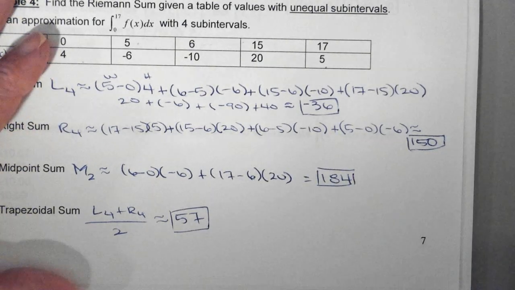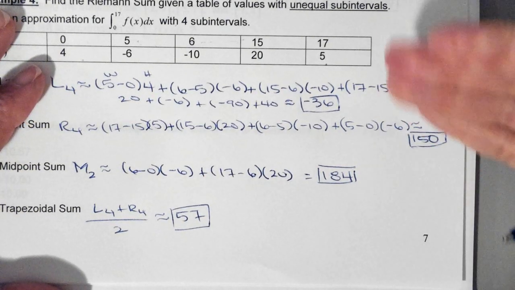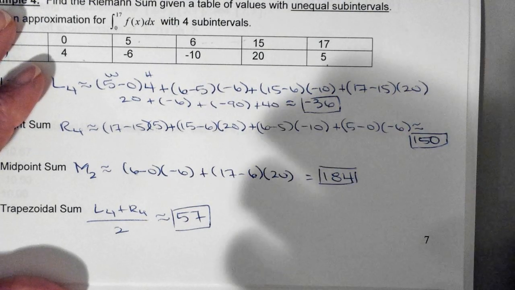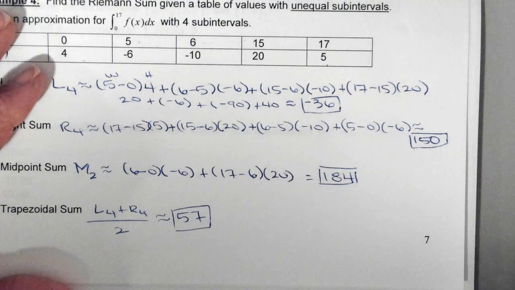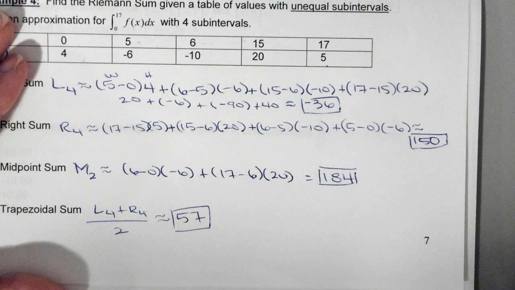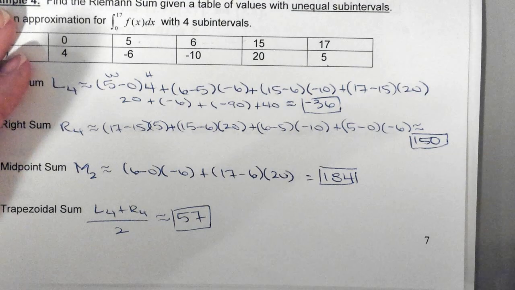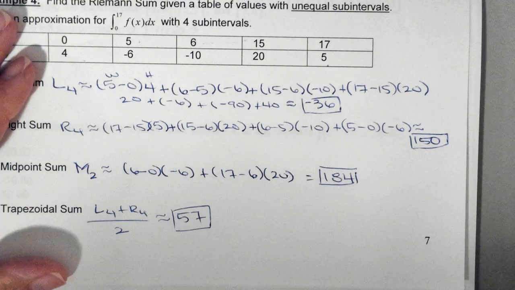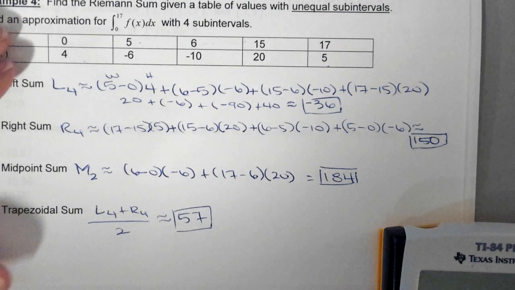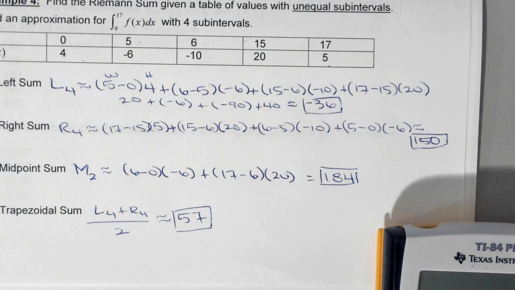Okay, I can only speculate. I have no idea, but when I look at this, negative 36, 150, 184, 57, this is so jacked up. First of all, I don't have enough rectangles, unequal subintervals. It's kind of all over the place. But that's okay. It's an approximation. Okay, questions. I am asking you to make sure you go back and look at unequal subintervals. It is really important that you understand how to do the calculation.